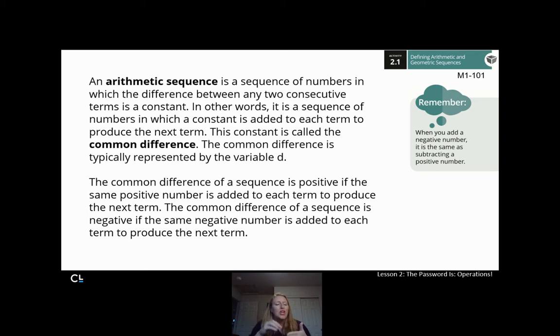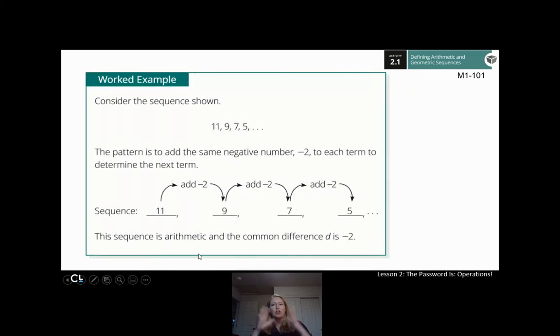You remember that? So if we're subtracting the same number over and over again, that means we are dealing with a negative number for our common difference, right? Because if you recall, when you add a negative number, it's the same thing as subtracting a positive one. With this in mind, I'm going to show you a sequence that demonstrates this so well.